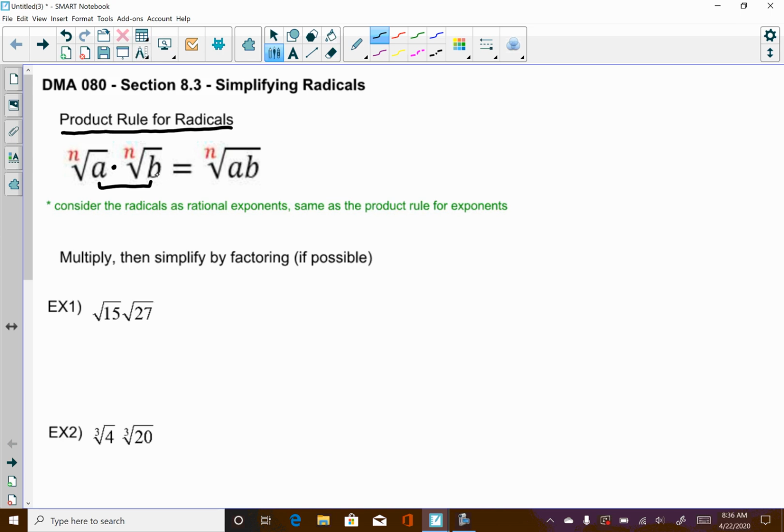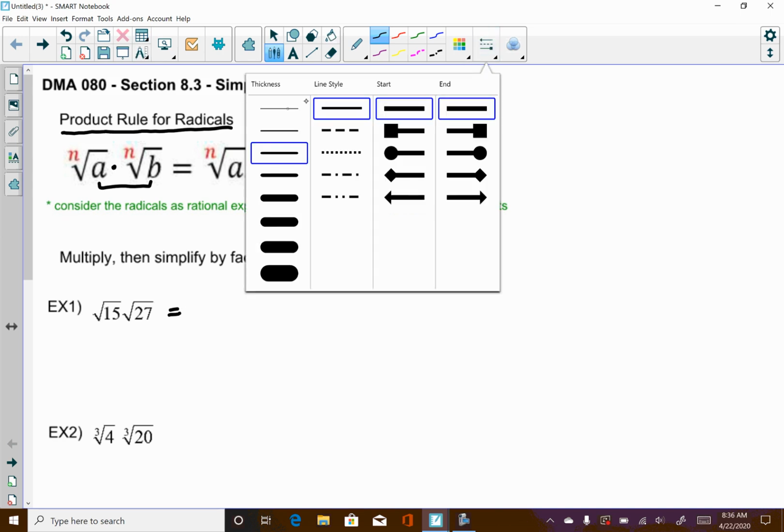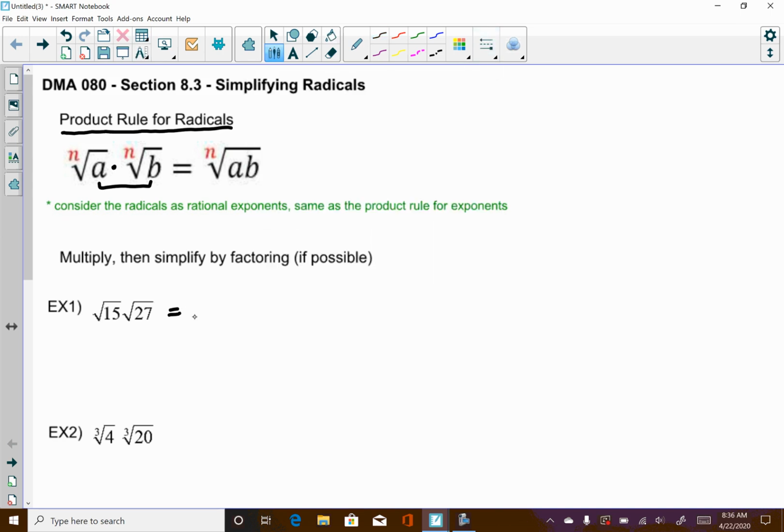So we'll scoot on down here then to example 1. These problems just say multiply and then simplify if possible. So in example 1, both of these are plain square roots. So using my rule up there, it's legal for me to just multiply straight across. And if you were to put in your calculator 15 times 27, you would get 405.